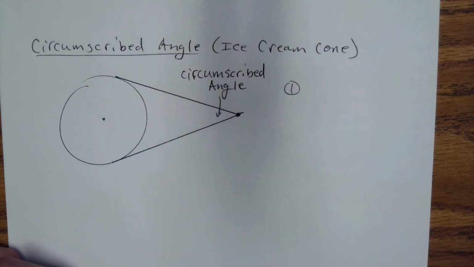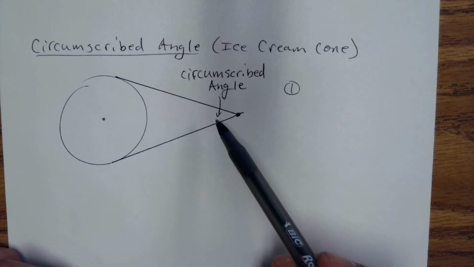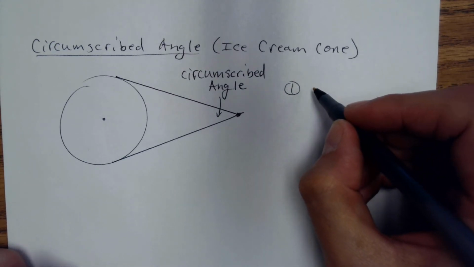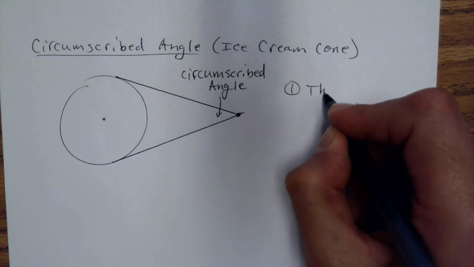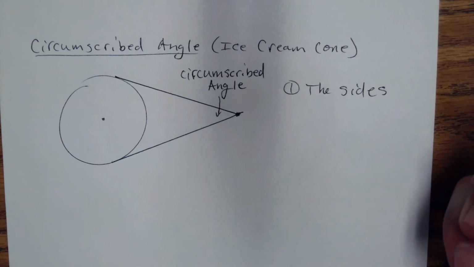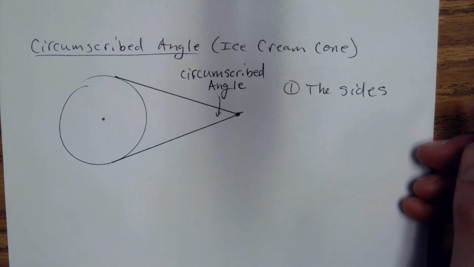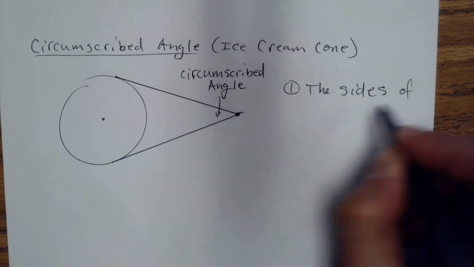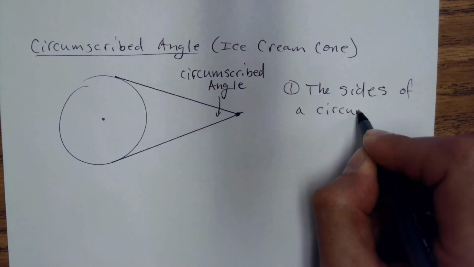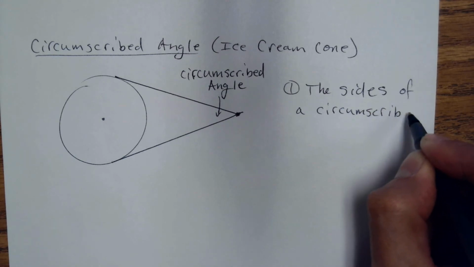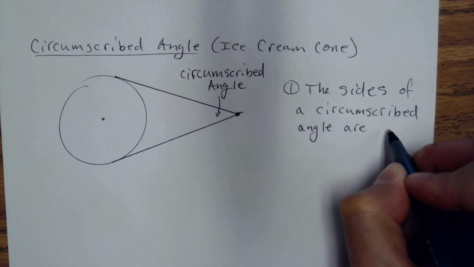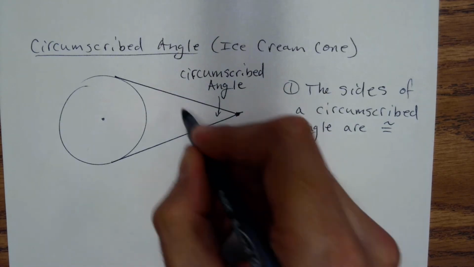Circumscribed angles. This angle is the circumscribed angle, and the piece of information that I want you to know before we move on is that the sides of a circumscribed angle, these sides, are congruent. So that means this is congruent to this.